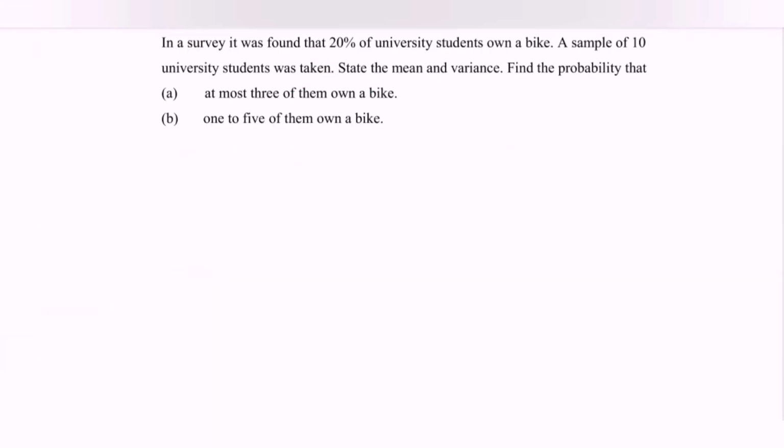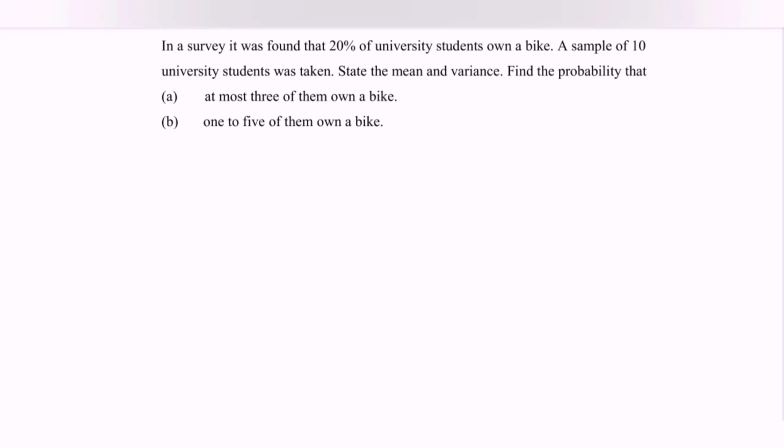Hello everyone, in this video, I'm going to discuss the example for special probability distribution. Kindly refer to the question. In a survey, it was found that 20%. So here stated where we have the probability of the university student own a bike. A sample of 10 university students was taken. So refer to the 10, which is the n.